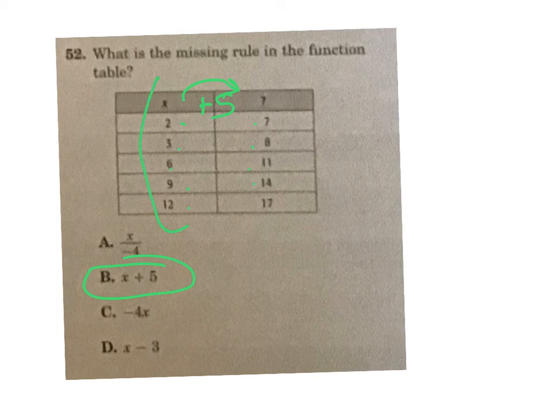You see what goes into the input and what comes out of the output, and what is happening every single time. So 2 plus 5 is 7, 3 plus 5 is 8, 6 plus 5 is 11, 9 plus 5 is 14, and 12 plus 5 is 17. Happens every time.